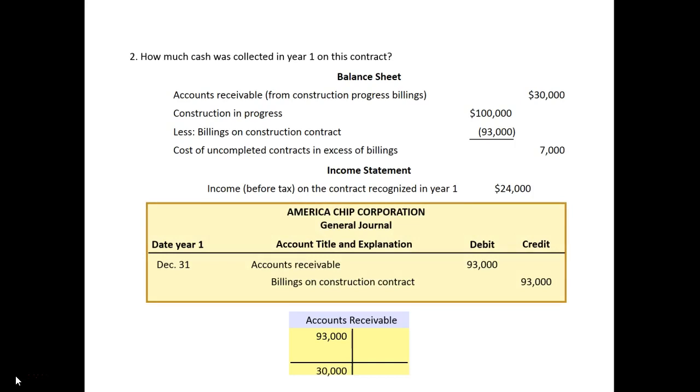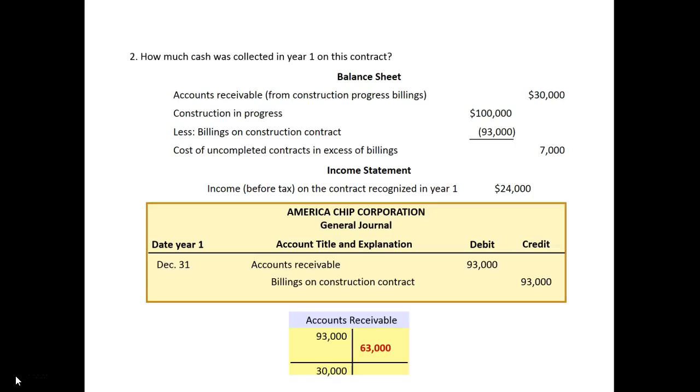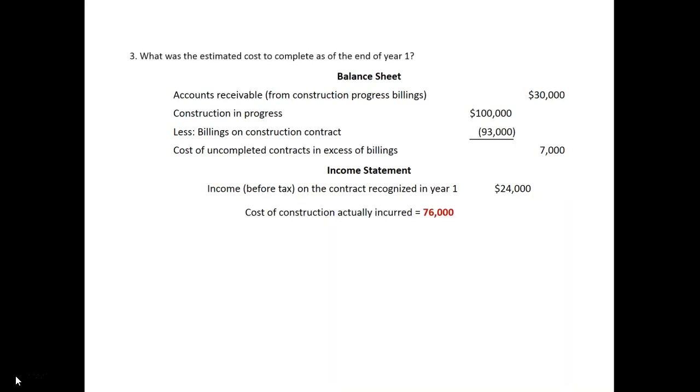So, on this one, how much cash was collected? Well, if we have a receivable of 30 and our billings were 93, then the difference, 63,000, is what was actually collected in cash.